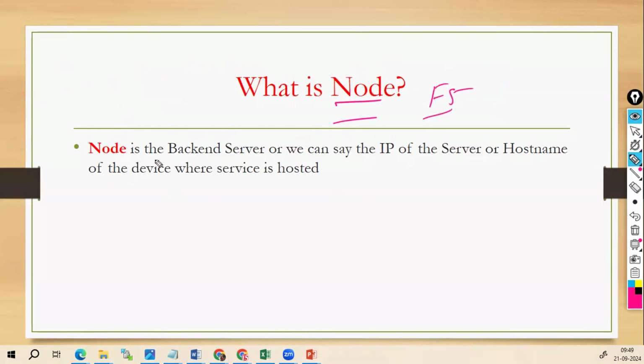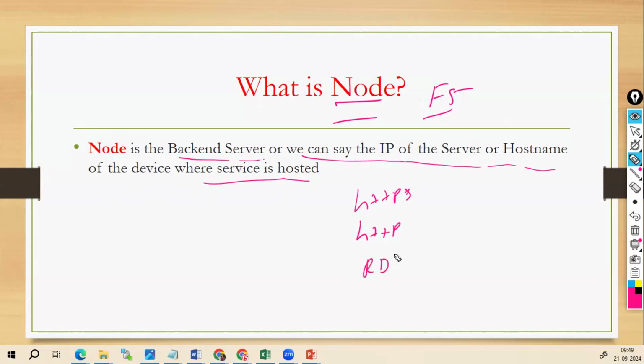Okay. So a node is the backend server, or we can say the IP or host name of the device where services are hosted. Services means it may be HTTPS, it may be HTTP, it may be your RDP, it may be 4443 or something, it may be 25 SMTP, right? Anything, your website or something.